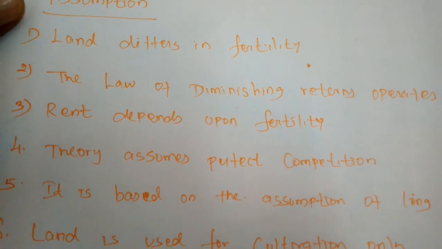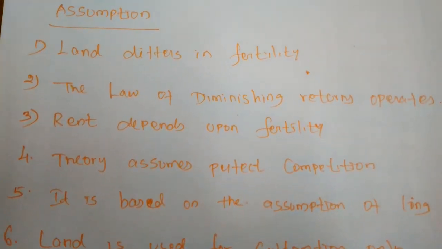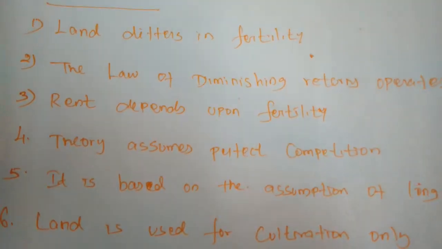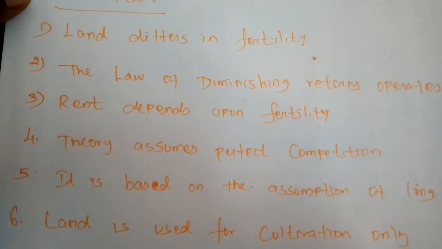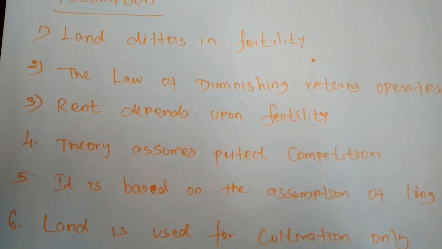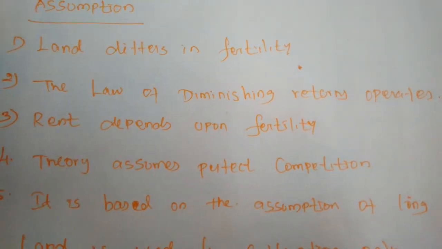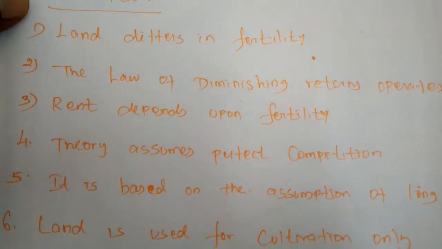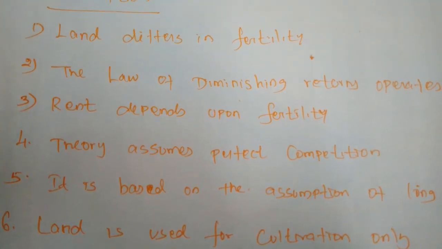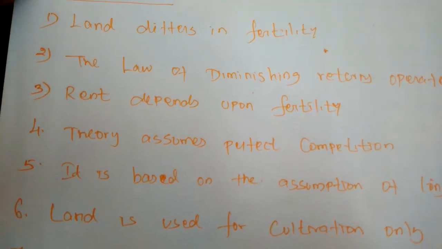Differs in fertility means different types of soils are there, and the different types of soils will also have different properties. Next, the law of diminishing returns operates in agriculture. The law of diminishing returns means that when we are using the land continuously, the productivity of the land will decrease. That is the law of diminishing returns.